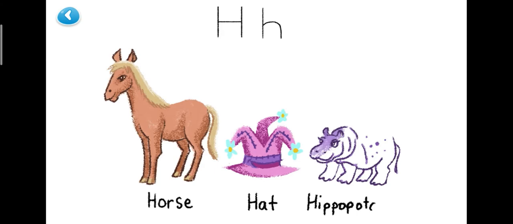To make lowercase h, you start here. You make one line down, then you go to the middle, and then you make a curve all the way down. Some things that start with H are horse. Horse. Ha! Hippopotamus. Okay, now here's our story.